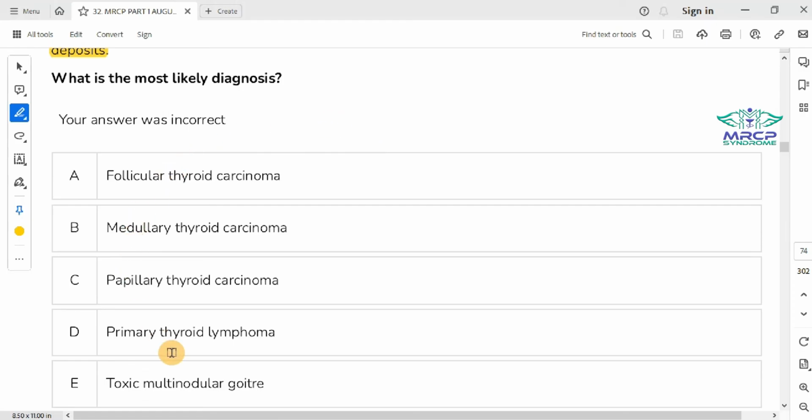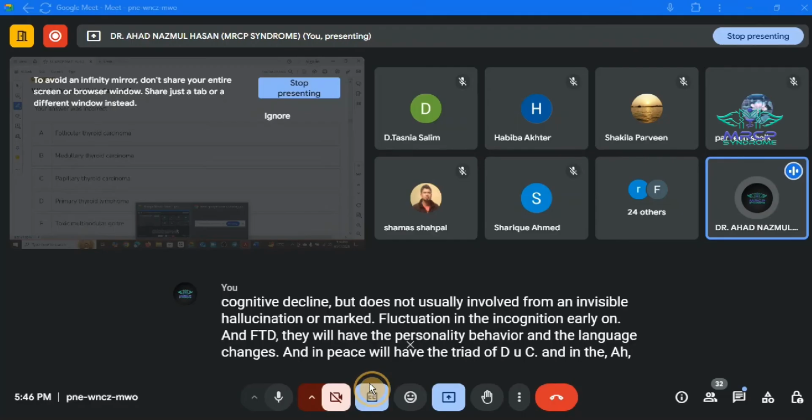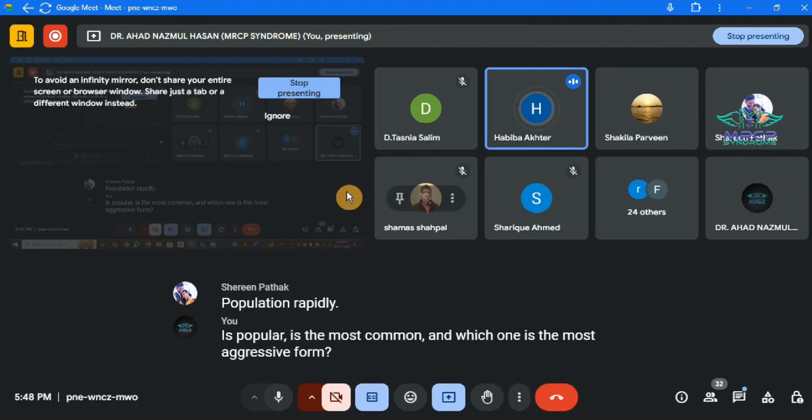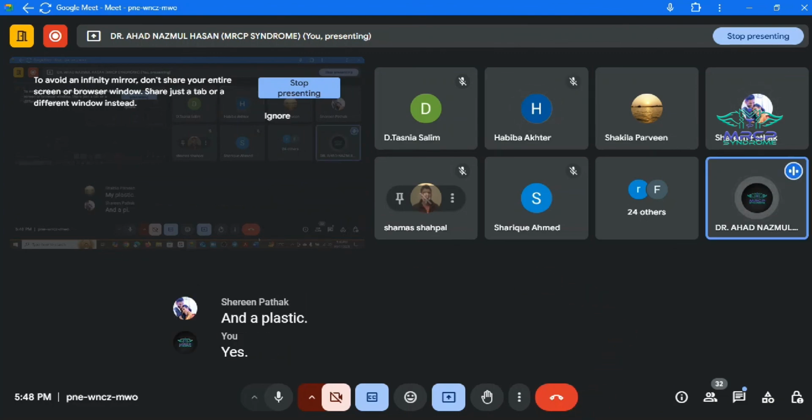So which one is the commonest type of thyroid malignancy? Papillary thyroid carcinoma. Yes, papillary carcinoma is the most common. And which one is the most aggressive form? Anaplastic. Yes, anaplastic is the most aggressive one.